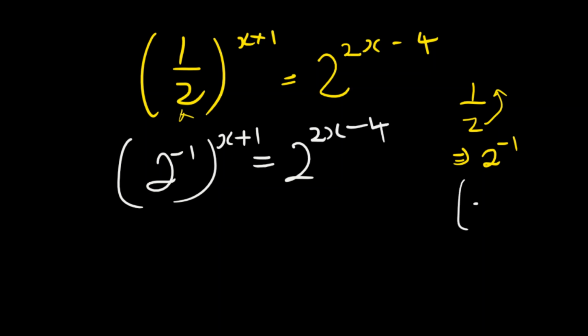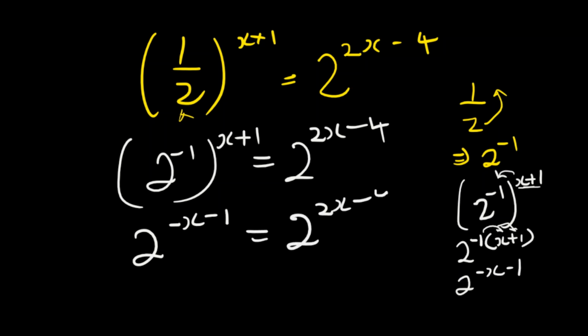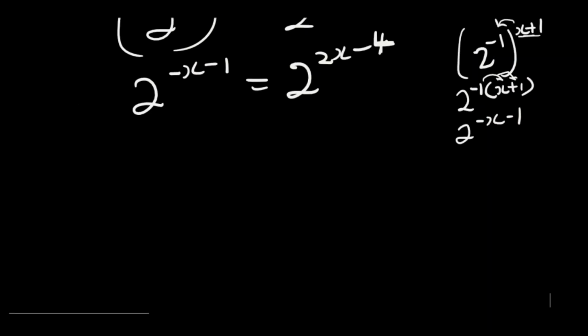So now we have 2 to the power of minus 1, all to the power of x plus 1. What's outside will multiply everything that is inside. So you'll have 2 to the power of minus 1 into x plus 1, and this minus 1 will multiply everything inside. So it's going to be 2 to the power of minus x minus 1, equals 2 to the power of 2x minus 4, right? Then from here, you can see the bases are the same, and there's an equal sign, right?